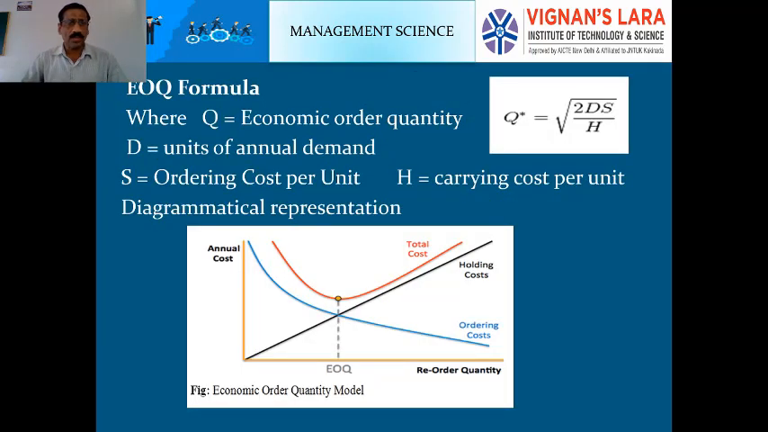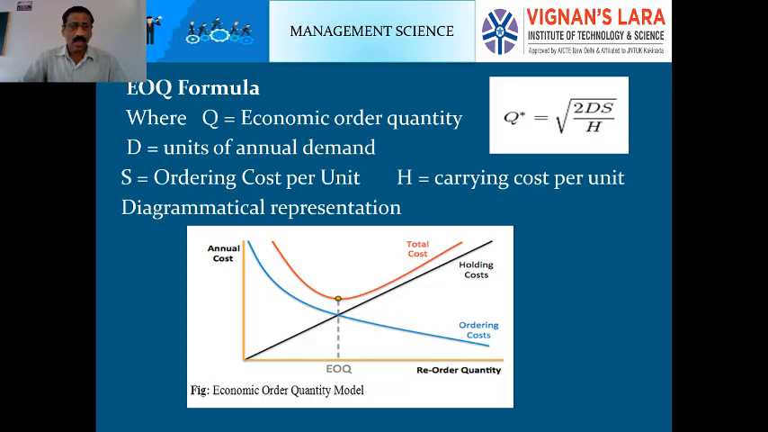This is a formula to be used to obtain how many quantity of orders to be placed, not more than that and not less than that. That is, Q equal to square root of 2DS by H, where Q equal to economic order quantity, D equal to units of annual demand, that means yearly demand, how many units are required. S equal to ordering cost per unit, H equal to carrying cost per unit. That means ordering cost and carrying cost are the background of economic order quantity.